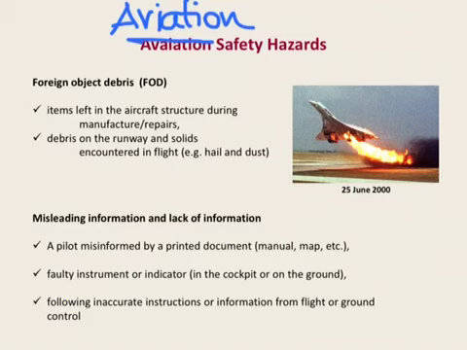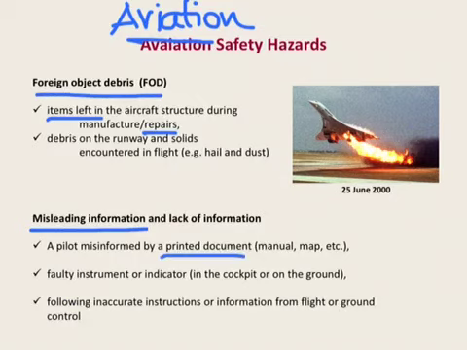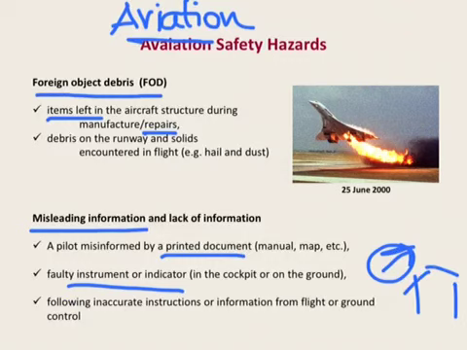Aviation safety can be affected by foreign object debris, for instance, when an item is left on the aircraft during repair. Aviation safety can be affected by misleading information or lack of information. For instance, when a printed document which is shown to the pilot is not correct, or an instrument which gives the wrong indication. Or it could also be because the control tower gives the wrong information.